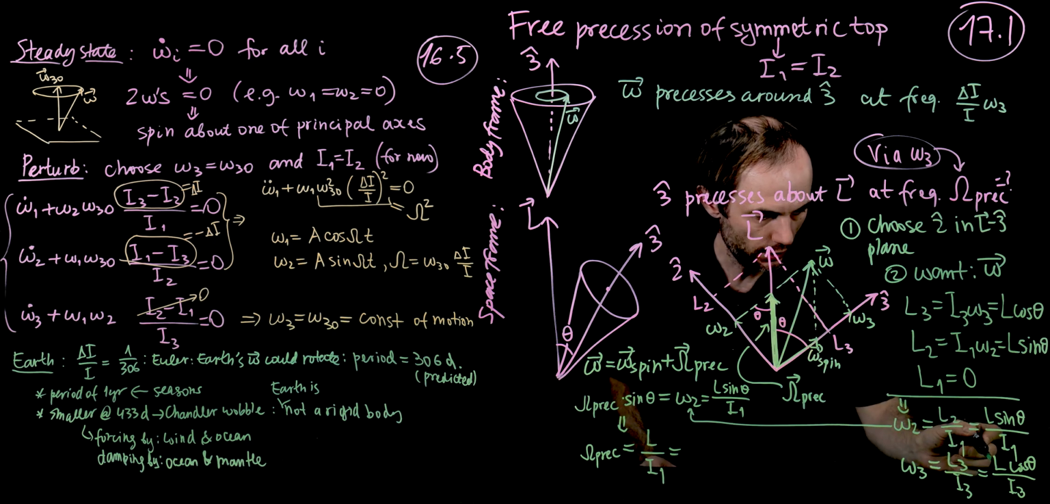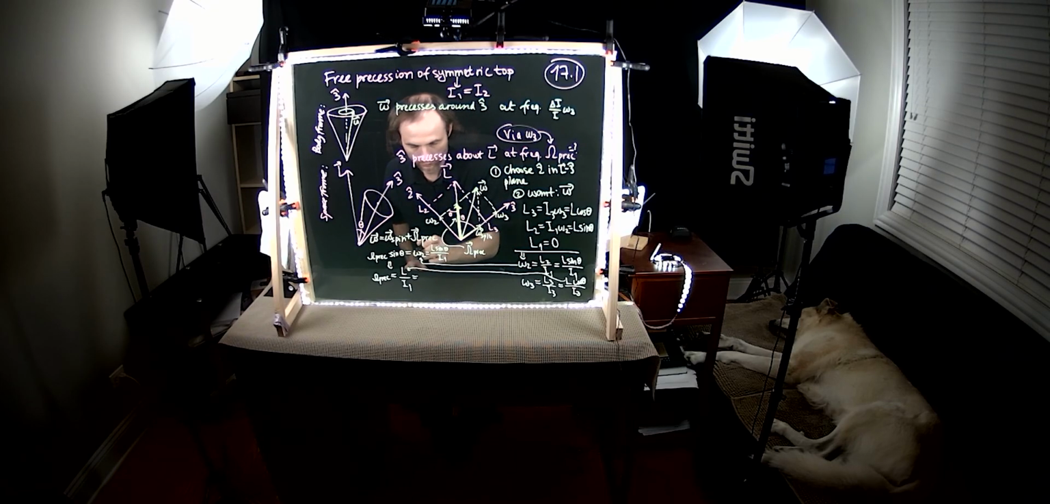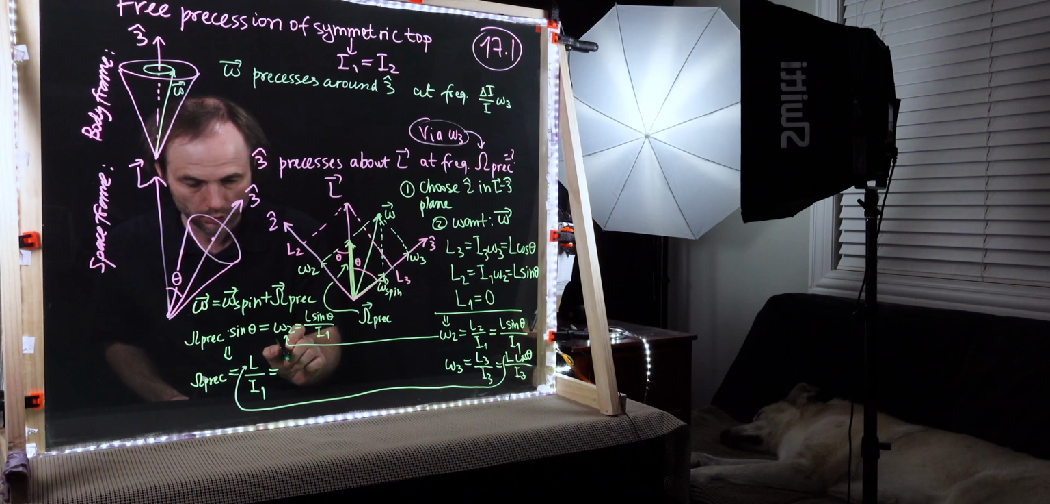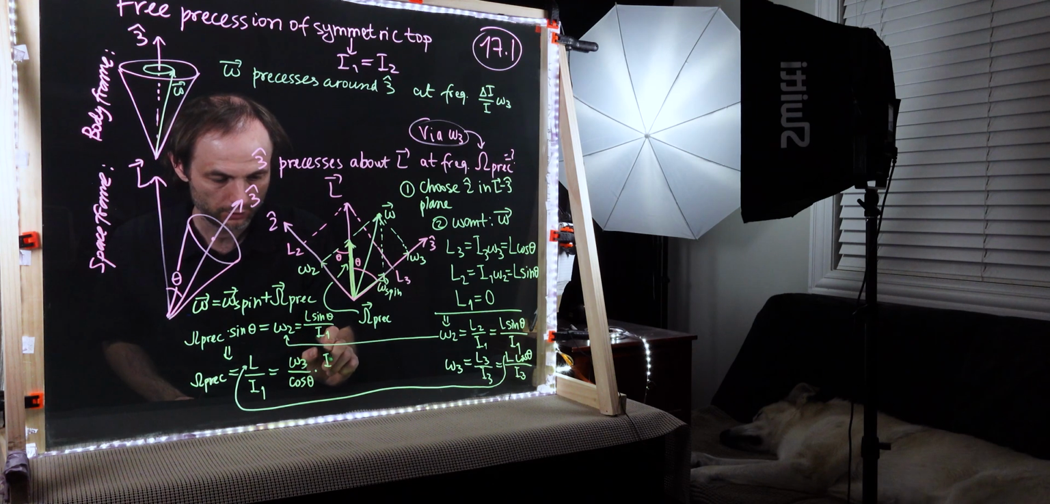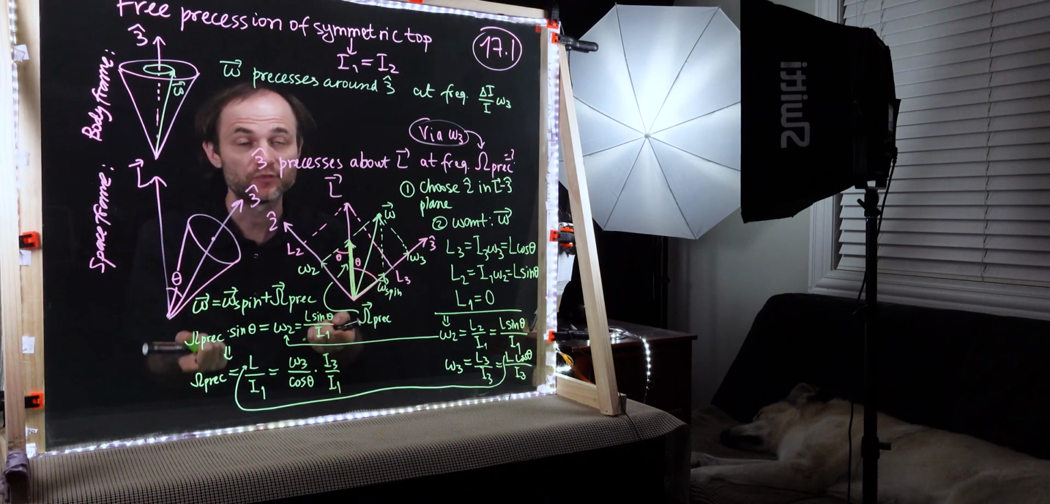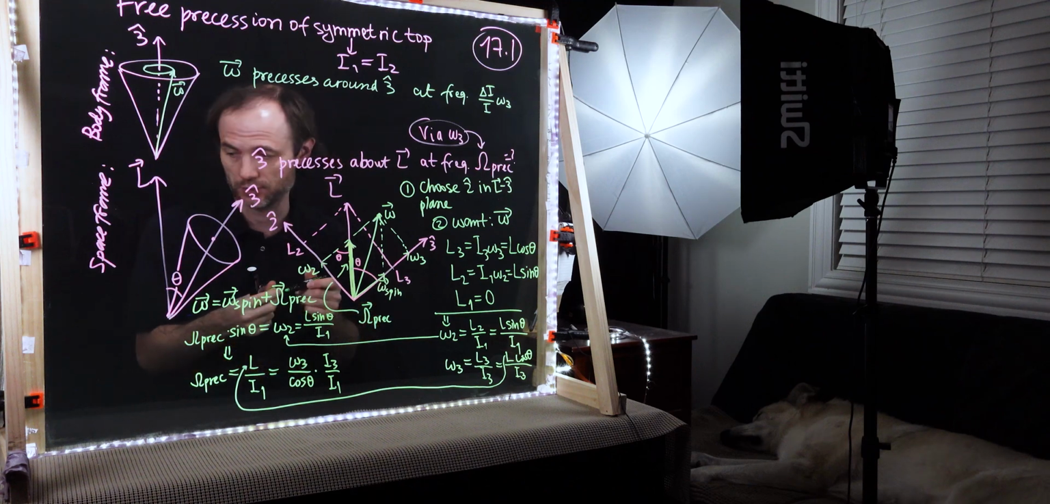Or what we can do is take L from here and plug it over into there, right? Maybe there is a better way of doing that. Maybe it's too late for me to change that. All right, so L goes from there all the way to here, and L is equal to I3 omega 3 divided by cosine theta. So it will be omega 3 divided by cosine theta times I3 divided by I1. So that means we found omega precession, which is given by this expression.